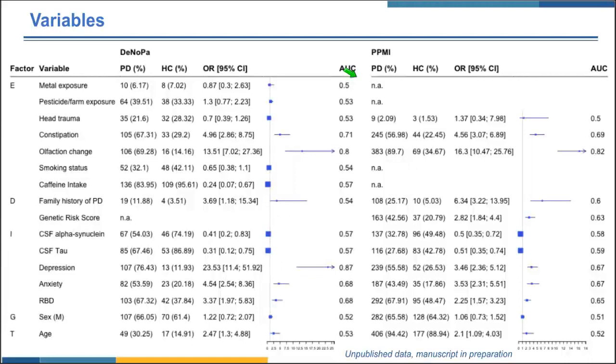And the AUC here, I will go to AUC later because this is a quite important measurement for model assessment. But here, a rule of thumb is that AUC is generally larger than 0.5, and the closer to 1, the more accurate it is at distinguishing people with PD from those without it. And in this figure, the vertical gray line indicates an odds ratio equal to 1.